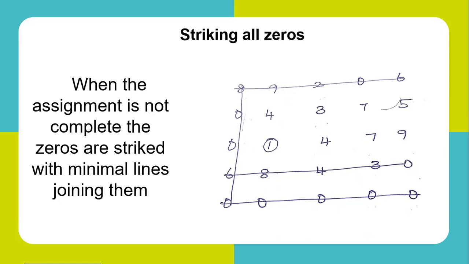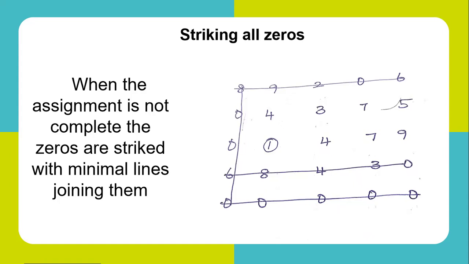And the left out region, which is unmarked, has to be adjusted, and also the points where these lines intersect has also to be adjusted. So with that adjustment, we'll come out with a new matrix. Here, the non-striked region have values like 4, 3, 7, 5, 1, 4, 7, 9.